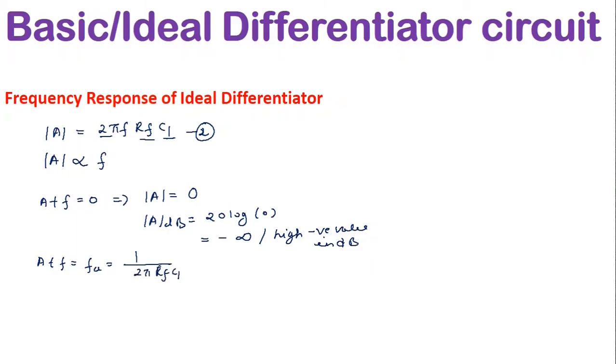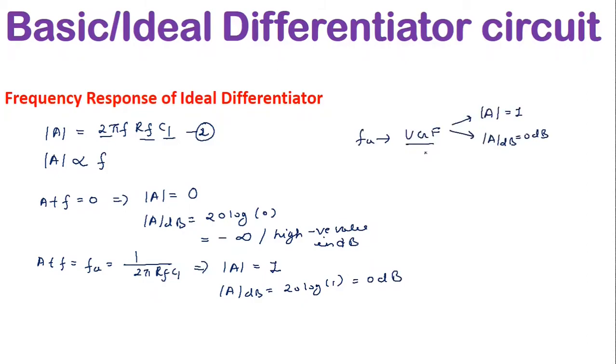At f equal to Fa, which is equal to 1 upon 2 pi RF into C1, when we put this in the equation, we get the magnitude of gain equal to 1. And when we find this gain in decibels, it will be 20 log of 1, which is equal to 0 dB. So this frequency Fa is the unity gain frequency at which the magnitude of gain A is equal to 1, or the frequency at which the differentiator gain reaches 0 dB is called the unity gain frequency Fa.